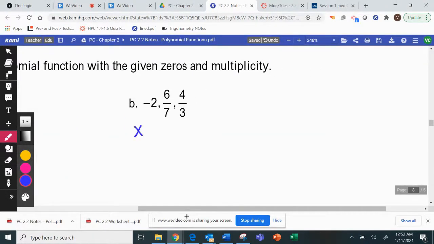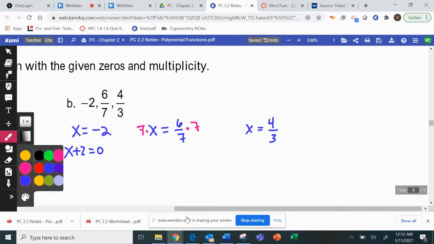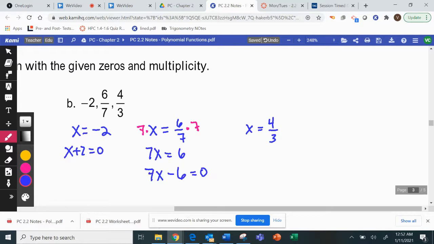So this one we've got x equals -2. I've got x equals 6/7. And I've got x equals 4/3. For this one, let's see, add the 2. So x plus 2 equals 0. Now, these are a little bit trickier. When we have fractions, we want to get rid of the denominator first. We're going to make them not fractions. So I get 7x equals 6. Now subtract the 6. I get 7x minus 6 equals 0.